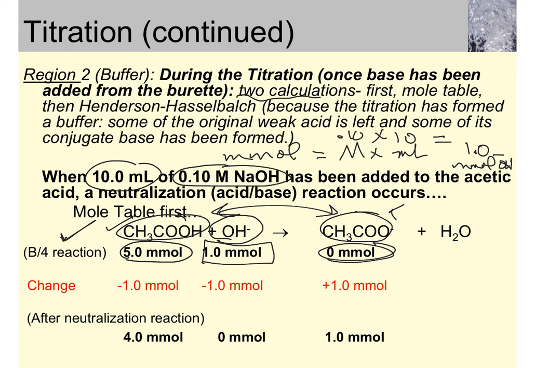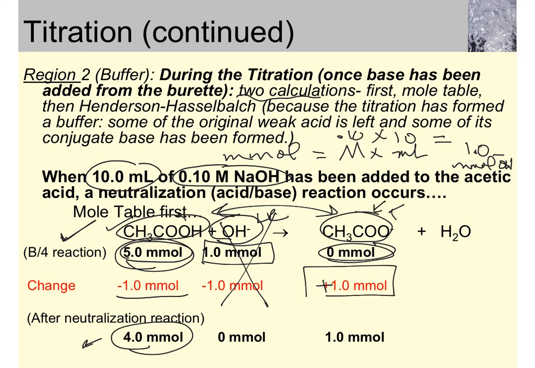All of the OH that's been added is going to react. It's the limiting reactant, right? And so we're going to subtract 1 millimole from the original moles of acid. So we're going to have 4 millimoles of the acetic acid left over at this point in the titration. The OH will always be gone. It's all going to react. And we have created 1 millimole of the conjugate base product. So now we have our mole ratio of the buffer constituents, the conjugate pair, and we're going to plug these mole values into the Henderson-Hasselbalch equation.